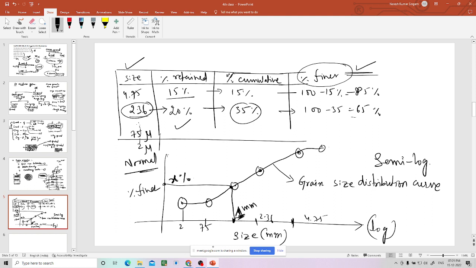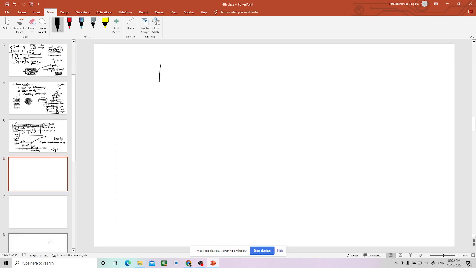It's finer than X percentage of the total soil is finer than this 1 mm, right? So what is the retained portion? 100 minus X is the above, which is retained. Now, I'll draw again the same curve. Okay, now we have got this curve.